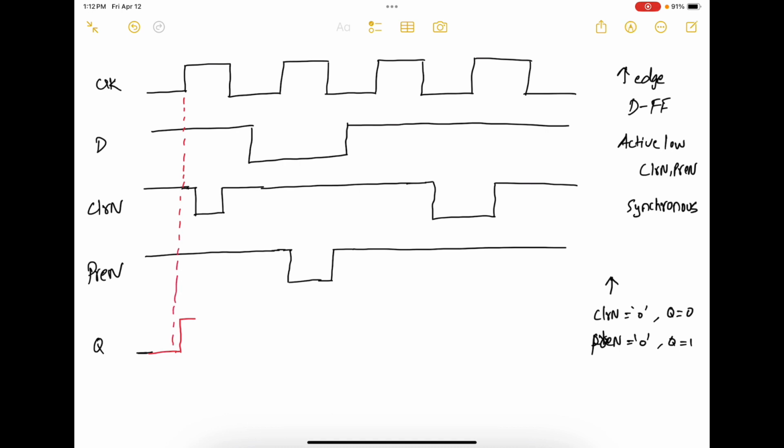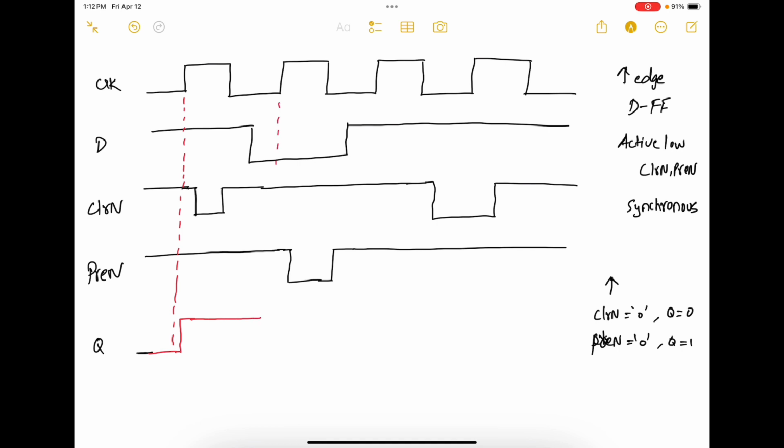Now, as you can see here, ClrN is going to 0, but it doesn't really matter because they are synchronous signals, which means only at the rising edge of the clock, ClrN and PreN are sampled. And since at the rising edge, ClrN and PreN are 1, your output is going to be just D. So it's going to remain 1 until the next rising edge of the clock.